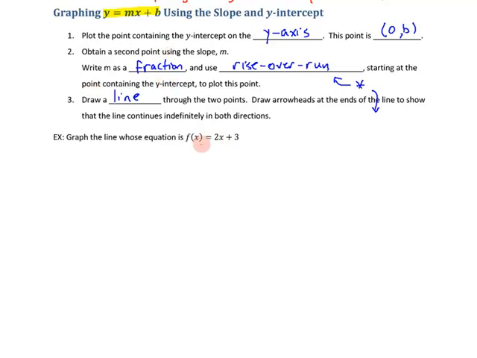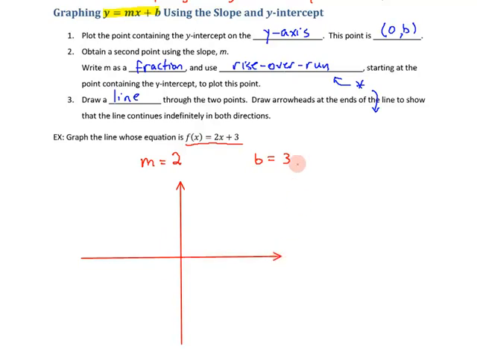Okay, so here's this example right here. We have f of x is equal to 2x plus 3. First things first, what is the slope and the y-intercept? The slope for this one is 2 and the y-intercept is 3. So without even plugging anything into the function, I can graph this thing. Let me show you. I go to this point on the y-axis, so I go up 3.